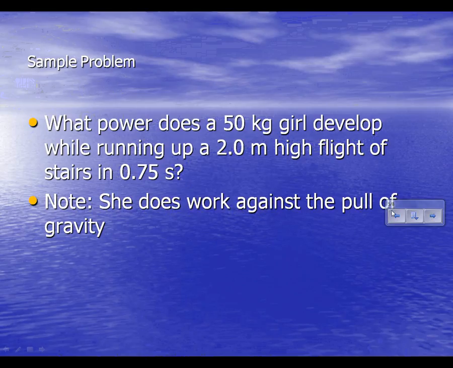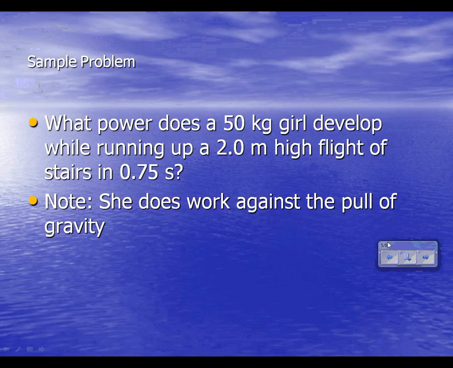So here's a very quick sample question because they're really not very hard at all. What power does a 50 kilogram girl develop while running up a 2 meter high flight of stairs in 0.75 seconds? Golly, I wonder when you could use this type of information. Tomorrow morning. Right? So you're going to take your mass. Yeah. You're all going to jump on here.